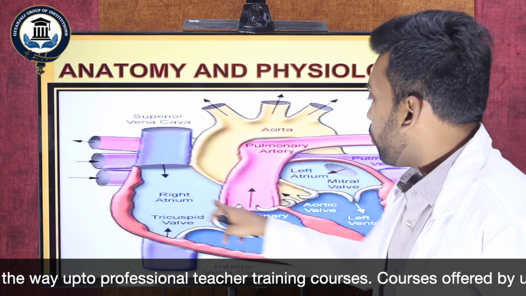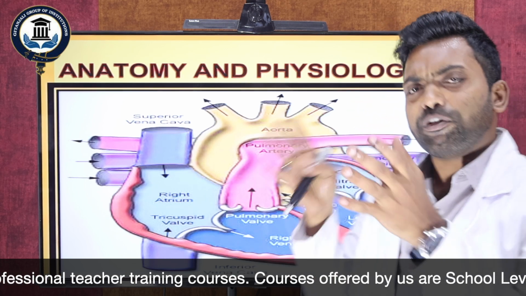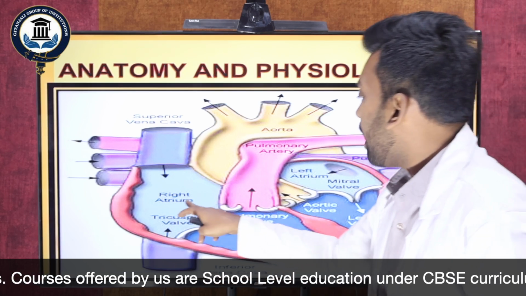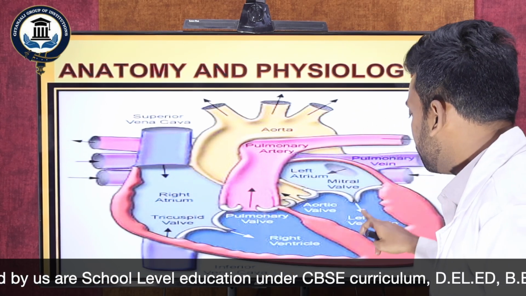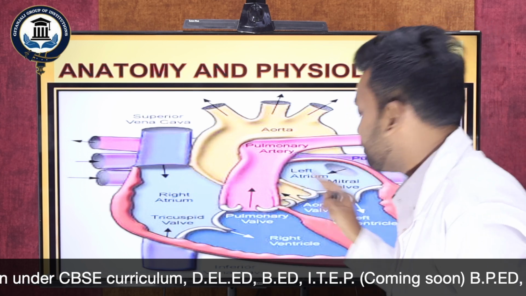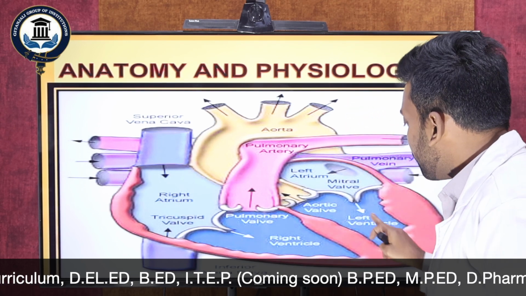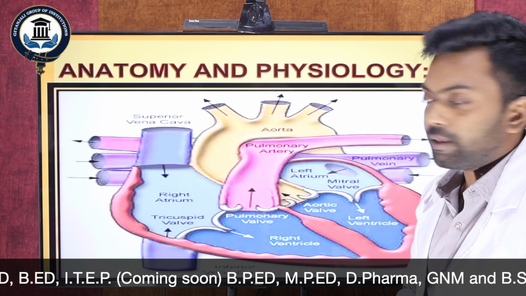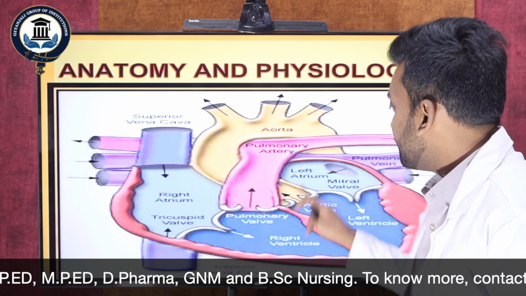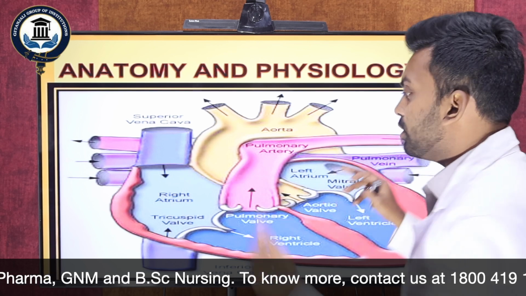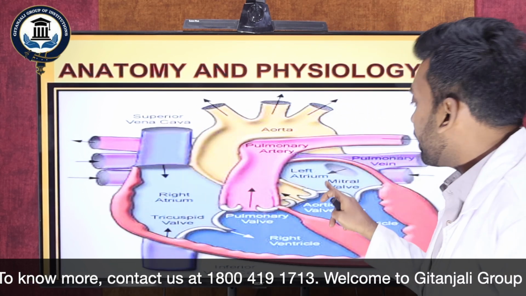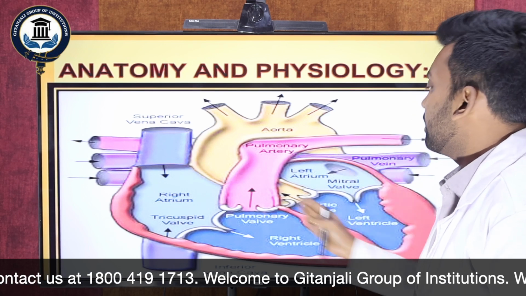Let me see, what are the chambers of the heart? Every human being has 4 chambers of the heart. There are the upper 2 chambers and the lower 2 chambers. As we know, the upper 2 chambers are called atria, whereas the lower 2 chambers are called ventricles. Let me tell what this is. This is called the right atrium and this is called the left atrium. The one located on the right side is called the right atrium, and the one located on the left side is called the left atrium.